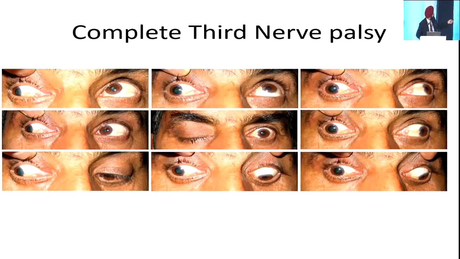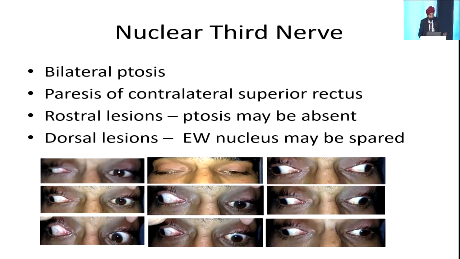This is what a complete third nerve palsy would look like, a ptosis, a down and out eye, you can see the pupil getting involved here, and the issue with these cases is because of the involvement of multiple muscles, we have a challenge as to how to tackle them.